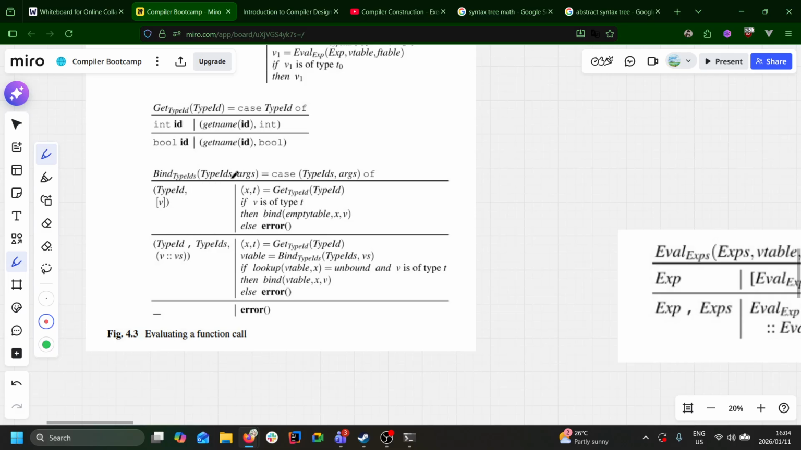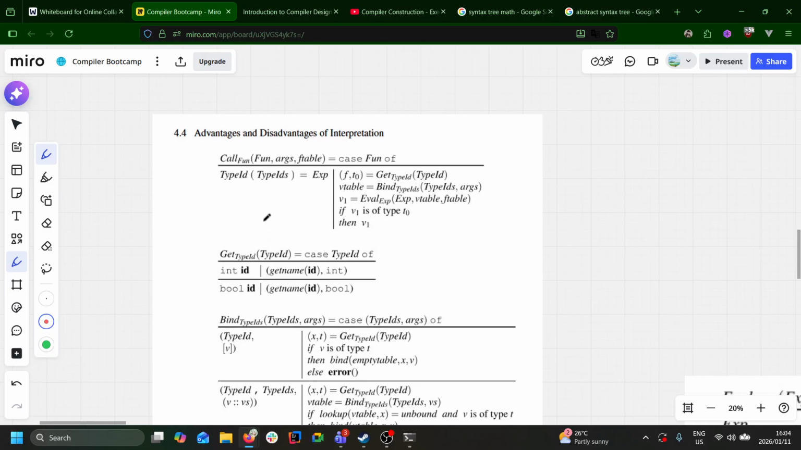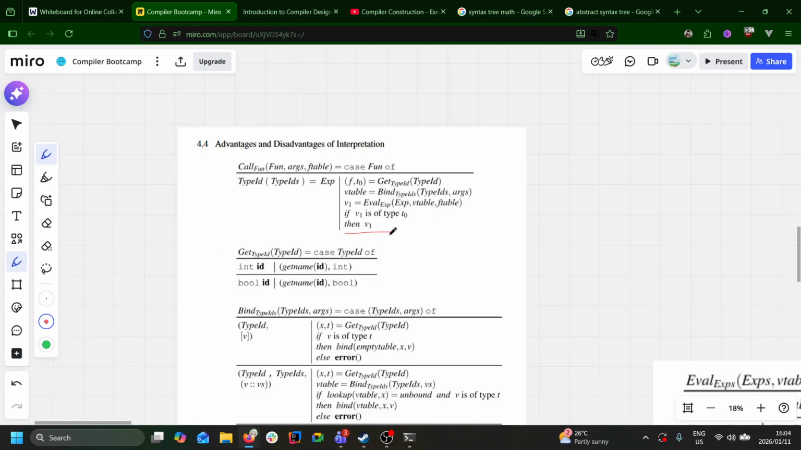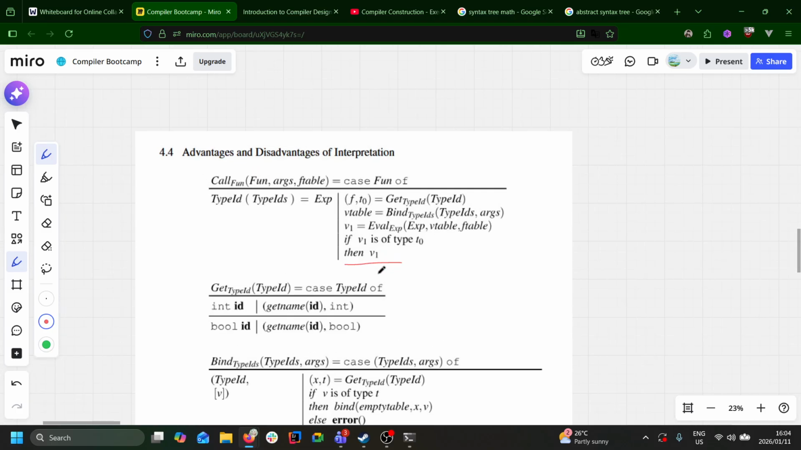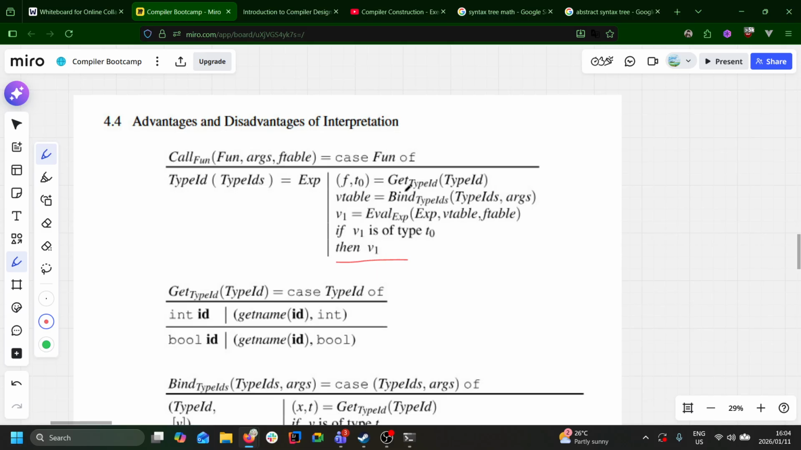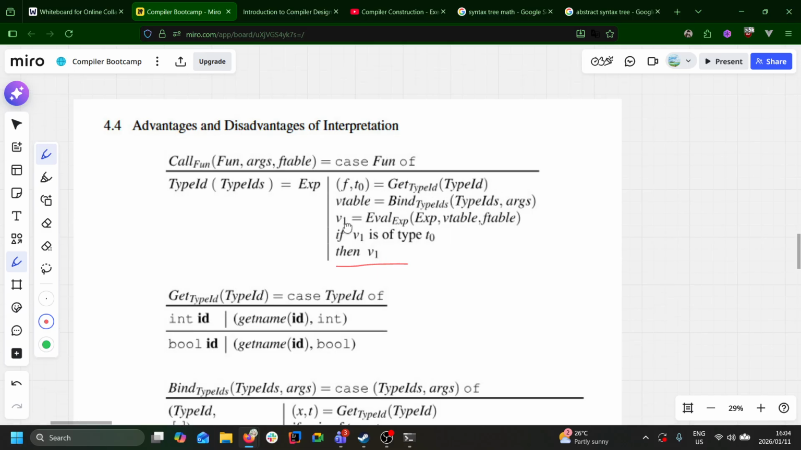So here we do a function call type. Okay, these are the type IDs. So we do a function call, we bind, so vtable, we get the vtable, evaluate. If v1 is of type t0, then v1 as well. So this is just initializing, at least it's starting something. It doesn't really do that much. At least I think this is just setting up the v table and the f table.